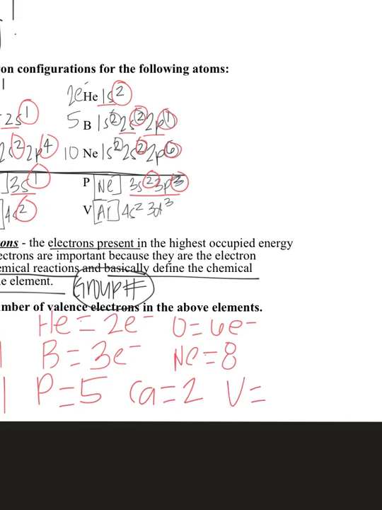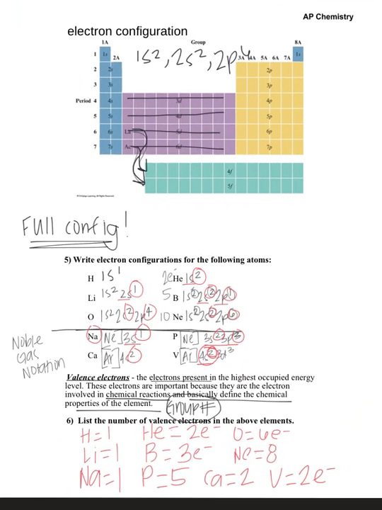And so vanadium. So this is one of our transition metals, so we have to look at the electron configuration. We can't look at the group number. The highest level it has is level 4, okay, and that exponent is 2. So vanadium has 2 valence electrons. Okay, so this stuff's not too terrible.